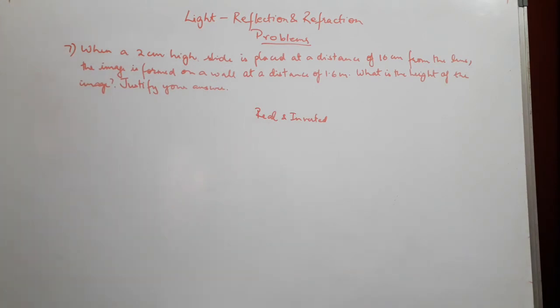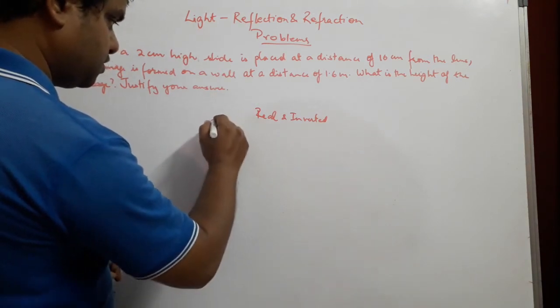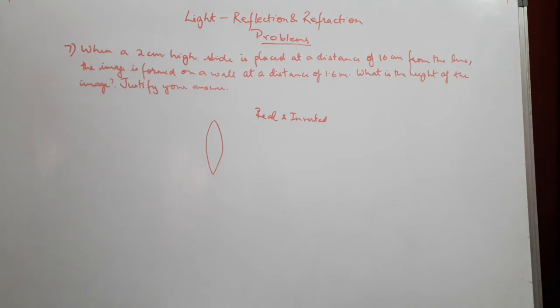So in which cases do we have real and inverted images in terms of lenses? It will be in the case of a convex lens. In terms of concave lenses, we get virtual and erect images.